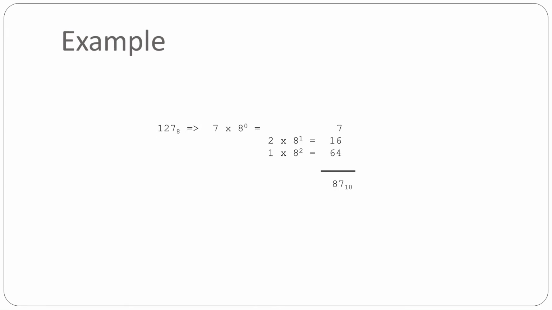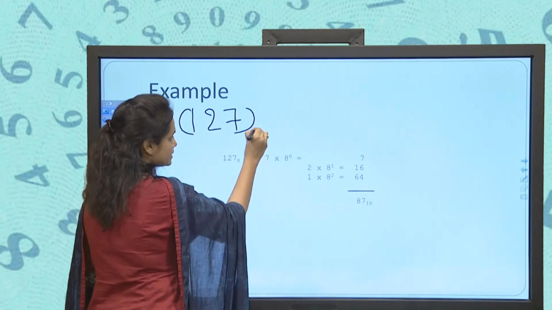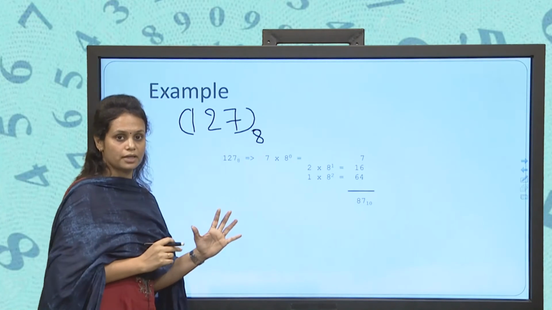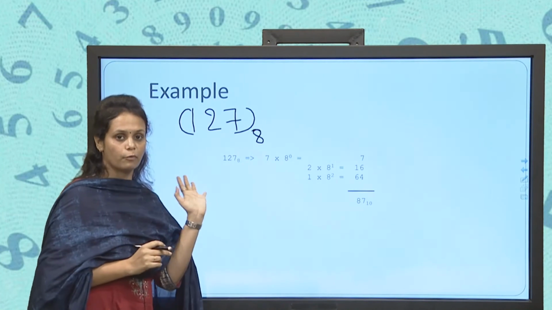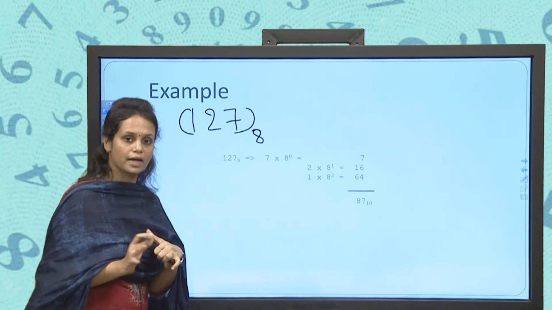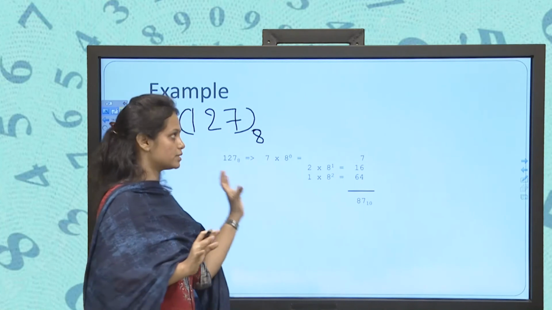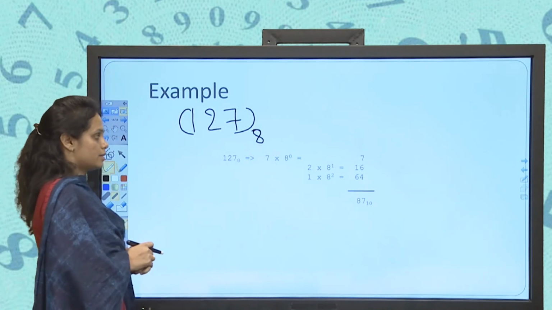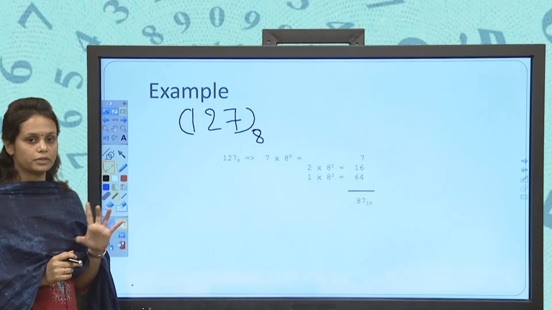Now see, this is the example. We have to convert 127 base 8. First of all we will check whether this is a correct octal number. Yes, it is, because no digit is 8 or higher. So this is the correct octal number. Next we will convert this number into the decimal number.